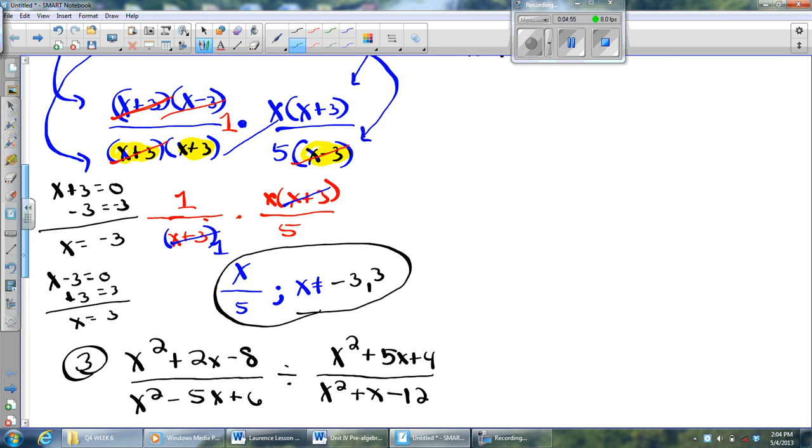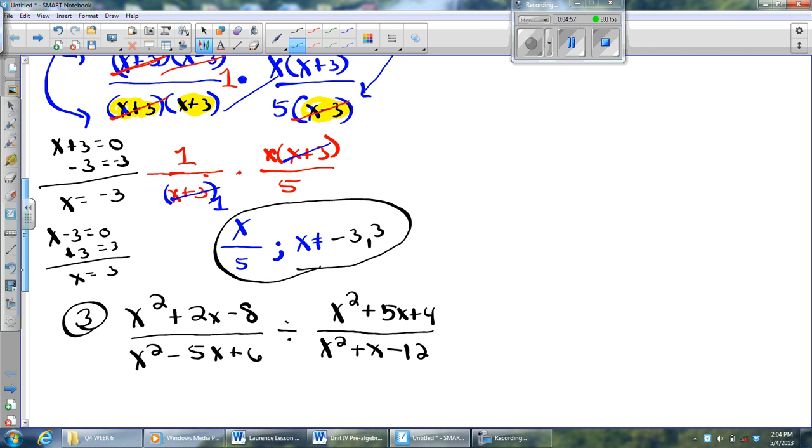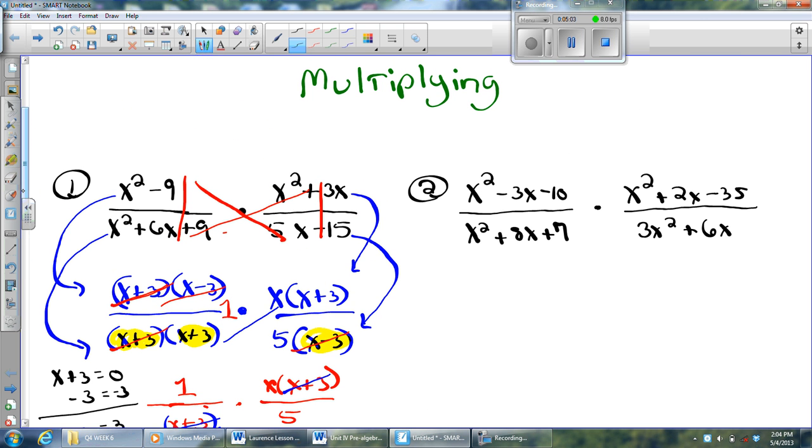What it means is that the original multiplication problem is the same thing as x over 5 when x is not 3 or negative 3. Otherwise, they're not the same.